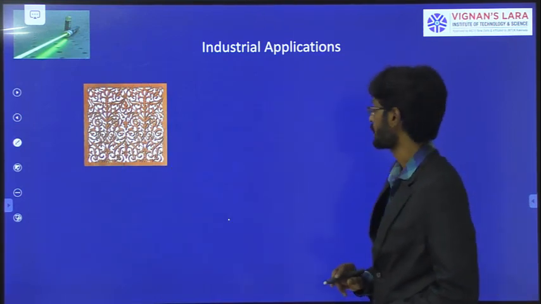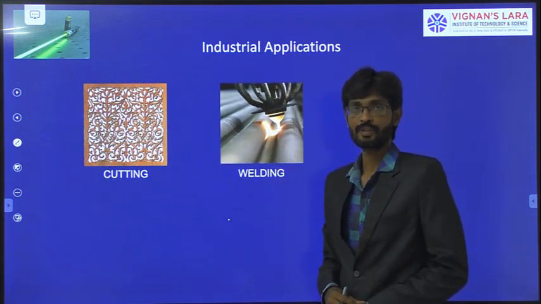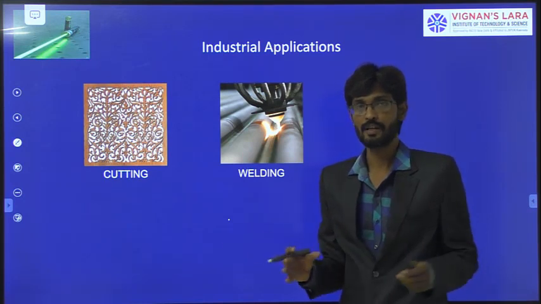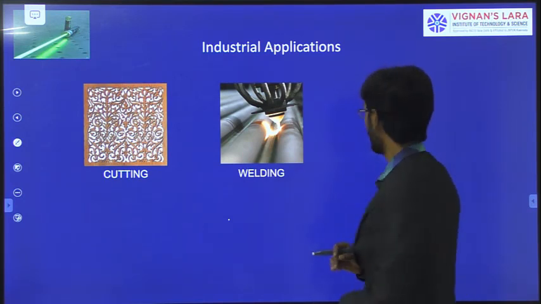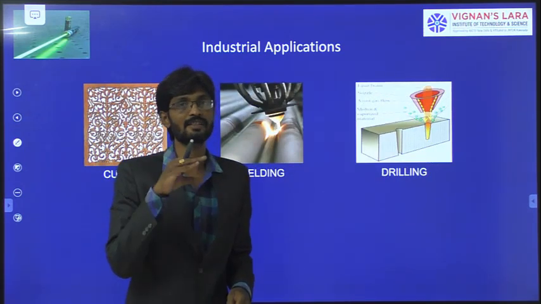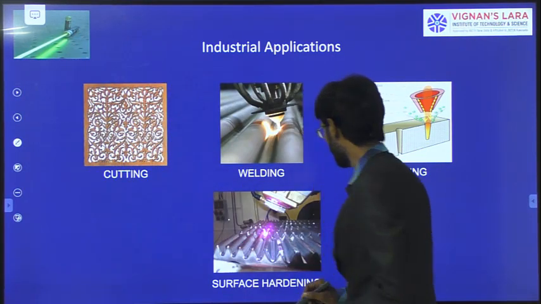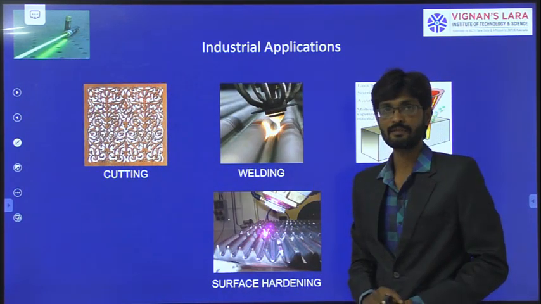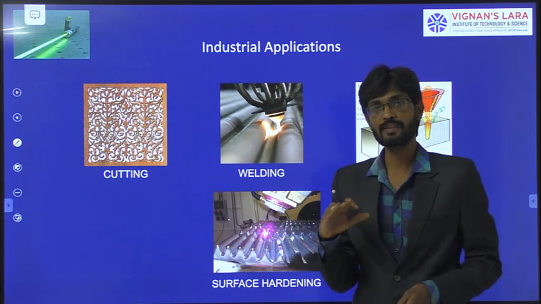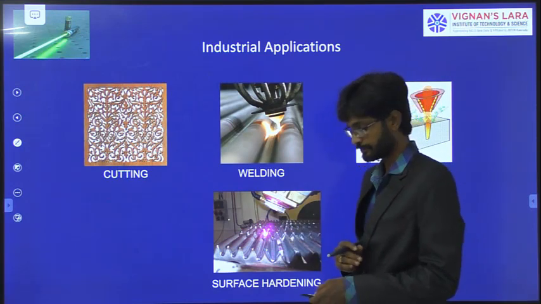lasers are used. Similarly, the lasers are also used for welding of different metals. Okay, different metals can be welded to form a single component. So there lasers are used here. And lasers are also used for drilling holes in metals of desired size and shape. And these lasers are also used for surface hardening. So in some metals, hardening of the surface plays an important role. So the lasers are used for surface hardening in industries.